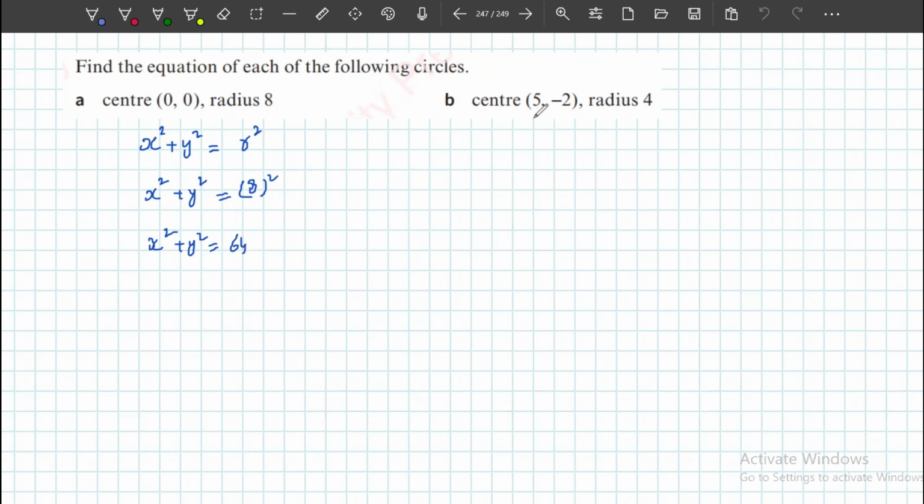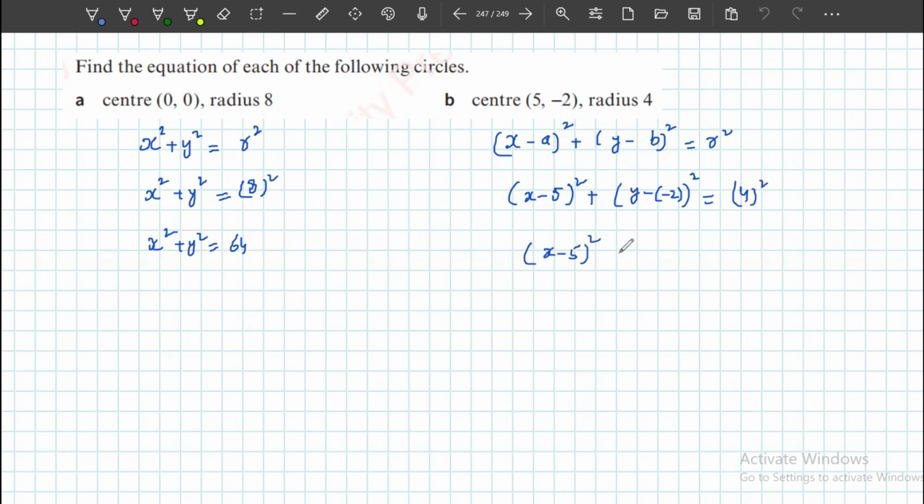And in the second case, when the center is 5 comma minus 2 and the radius is 4, we can apply this form of equation: x minus a whole squared plus y minus b whole squared is equal to r squared. So our center is x minus 5. So here, whole squared plus y minus b. b is minus 2, so we can add minus 2 this way, and r is 4, so 4 whole squared. So our required equation of circle is x minus 5 whole squared plus y plus 2 whole squared equals 16. Hope it is clear.